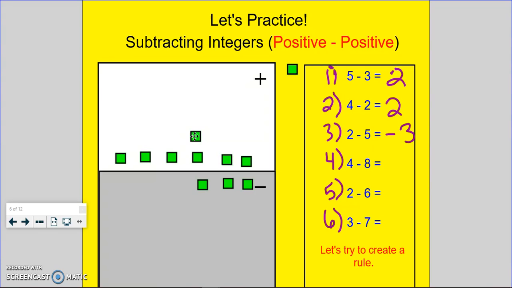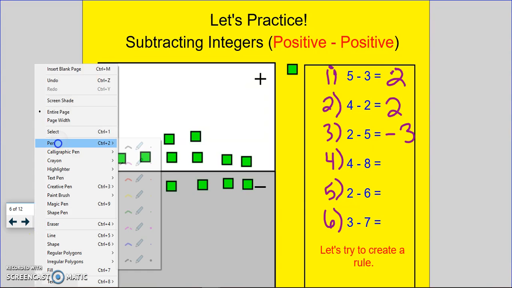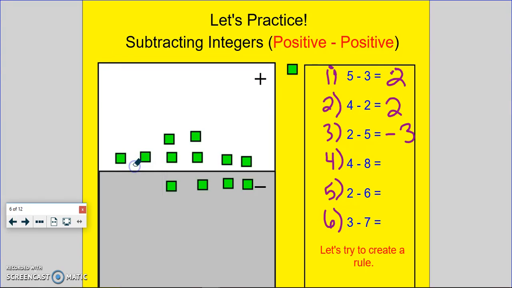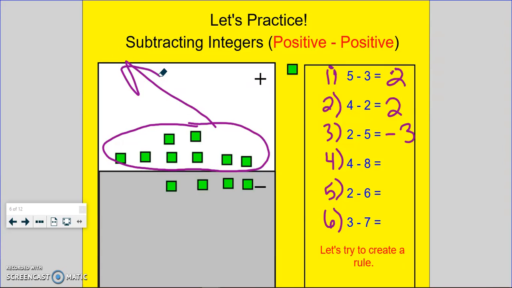So now I'm at 7 positives with my 0 pairs, and I will add 1 more so that I can have a total of 8 cubes on the positive side of my mat. Now that I've got those 8 cubes, I'm going to go ahead and circle them to show that I am taking them off my mat, draw my arrow, and what I have remaining is 4 negative cubes, or negative 4.